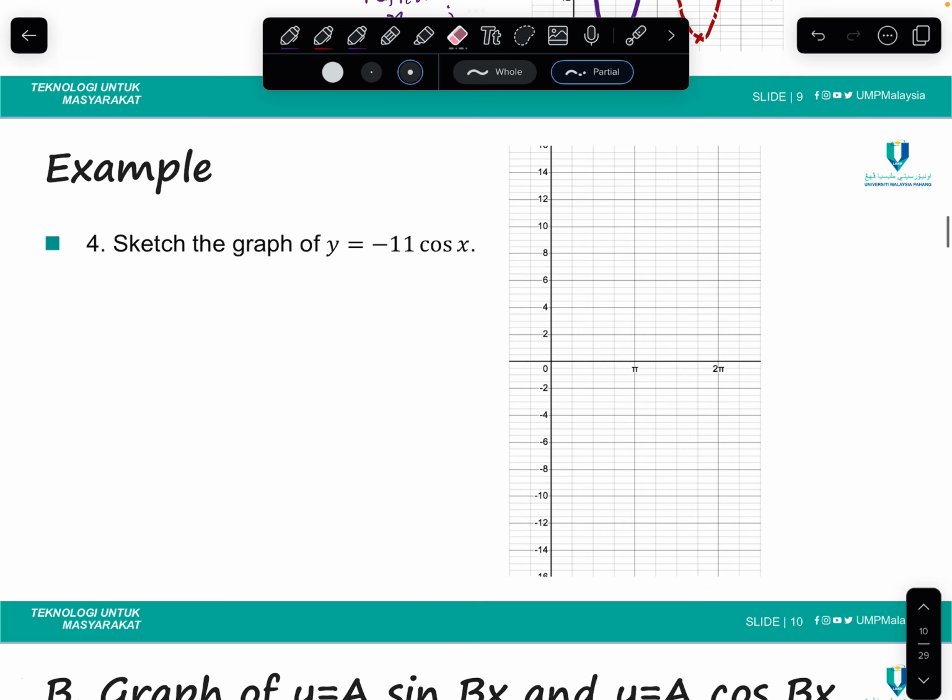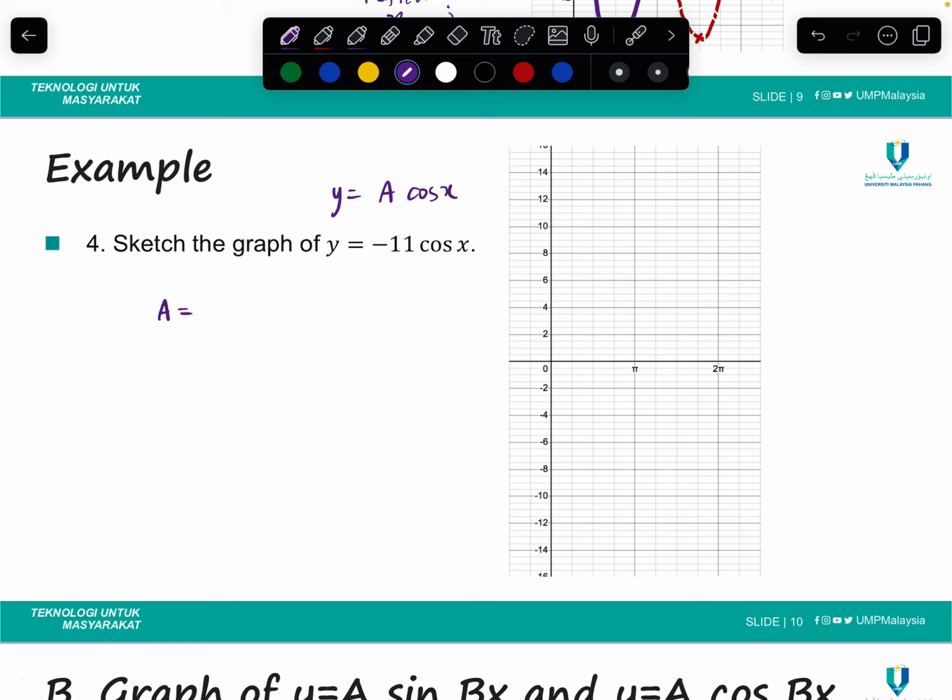Number 4, sketch the graph of negative 11 cos x. So back to the format, this is a cos x. The amplitude equals 11. Even though you have a negative there, remember amplitude only takes the positive value because it's just the height. And the period is 2 pi, which means the end point is 2 pi and the middle point is pi. So 11 is here, 11 is here, minus 11.